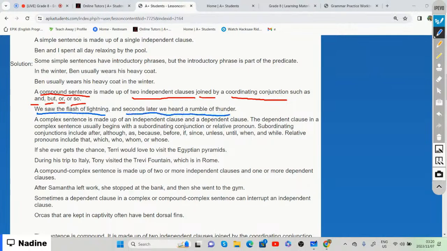So we saw the flash of lightning. Seconds later, we heard a rumble of thunder. And it is joined by a conjunction, which is and. This is our conjunction, which joins these two simple sentences or independent clauses.